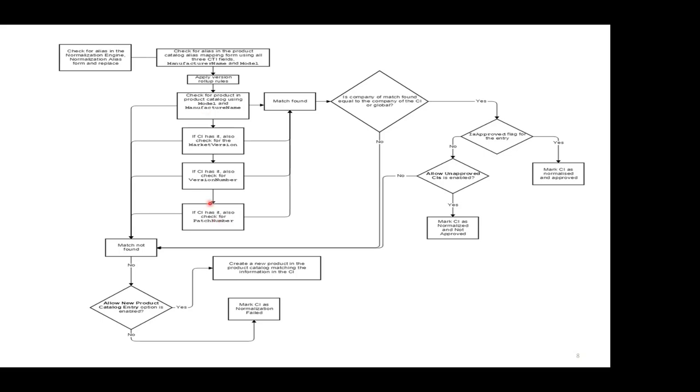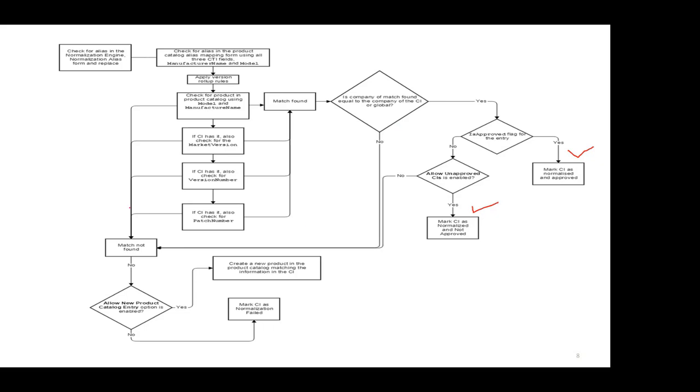If there is a match in the product catalog, then it goes to match found. When the product is found in the catalog, it checks whether that applies to the company selected on the CI, or whether that catalog is applicable to global. If it has that, then it checks if it is an approved product. If the product is approved and a match is found, it marks that CI as normalized and approved. If it is not an approved product, then it checks the allow unapproved CIs flag on our job. If it is yes, then it will mark the CI as normalized but not approved.